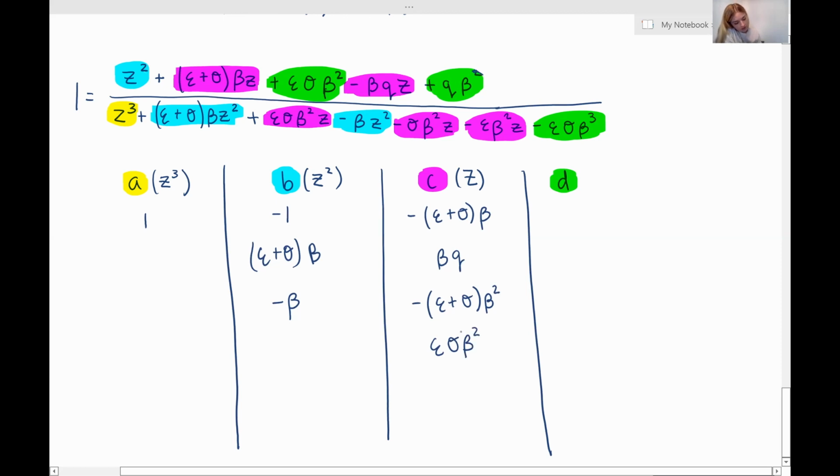And then our d values is anything that doesn't have a z unit. So epsilon sigma beta squared, epsilon sigma beta cubed, and our negative qb squared. This should be squared. I was looking at the wrong one.